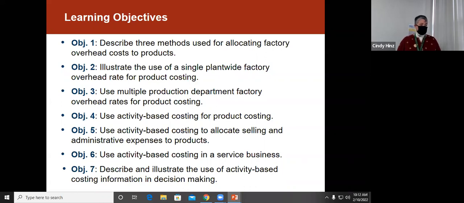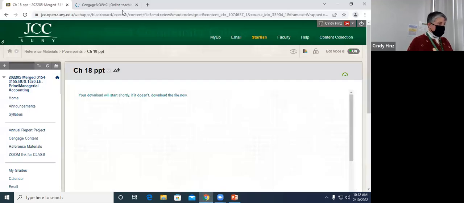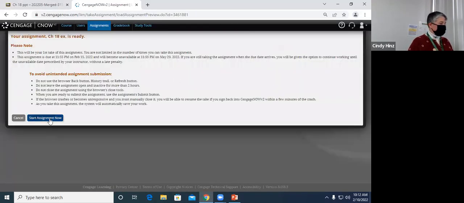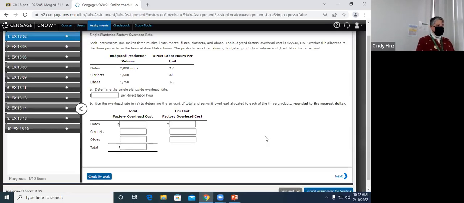And then just like we did in the last chapter, at the end, we will look at how we can apply these same concepts within a service organization or a service business. So, because we have limited time today in our first work on chapter 18, I do want to go right to the exercises.